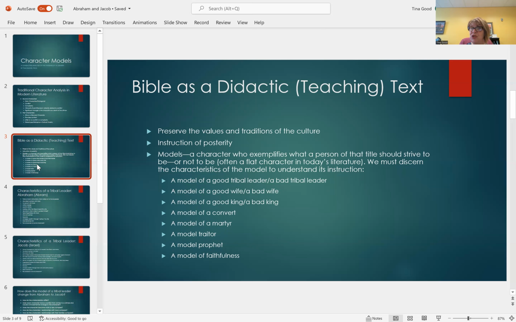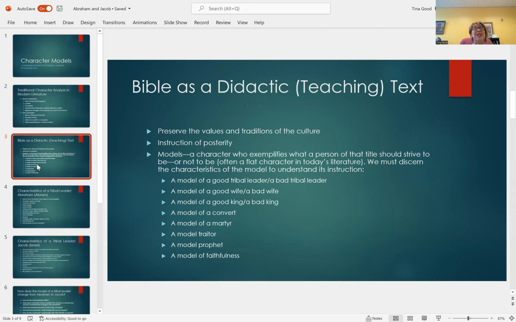A model traitor, a model prophet, and then maybe even say, model concepts. So a model of faithfulness, right? A model of deceit, a model of perhaps even a scarlet woman. Okay, so when we think of models, of course, what we have to think of is Abraham, right? Abraham is the great grandfather, right, of Israel. He's the one who sort of is the ancestor that gets it all started.